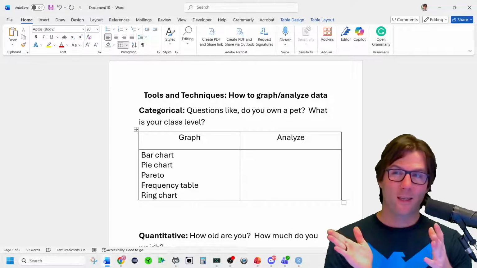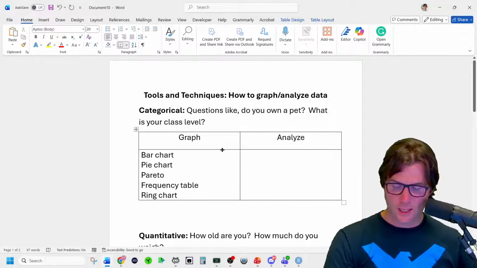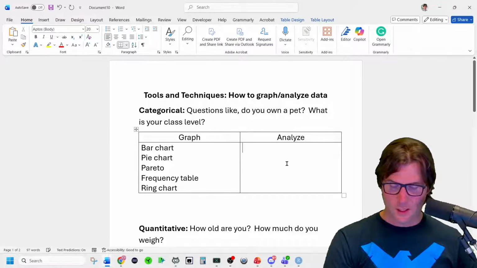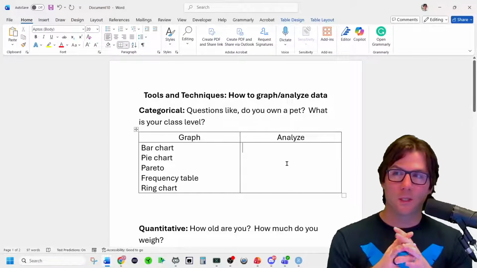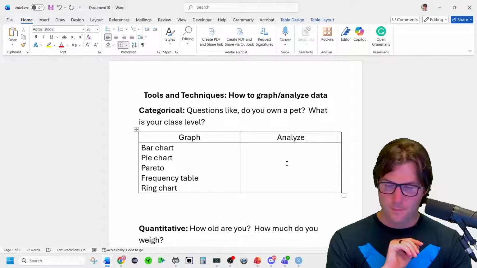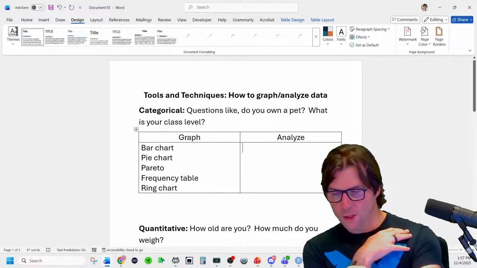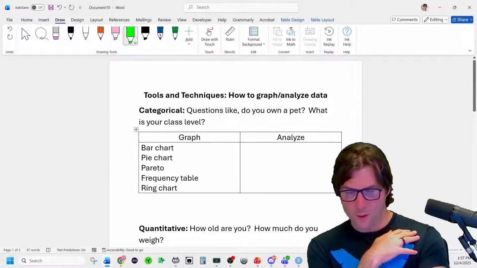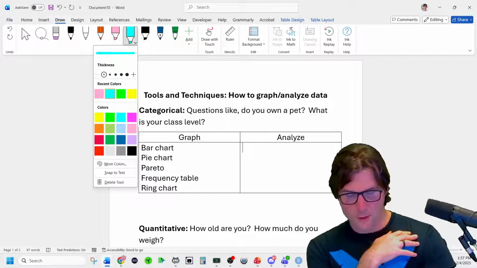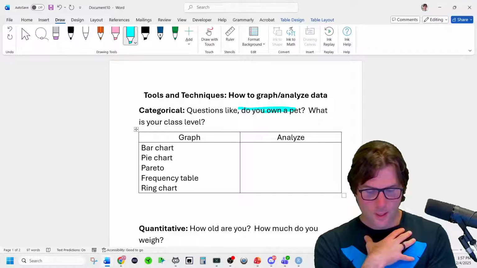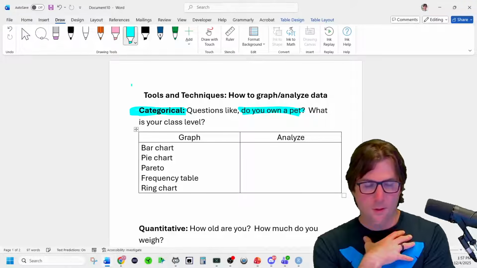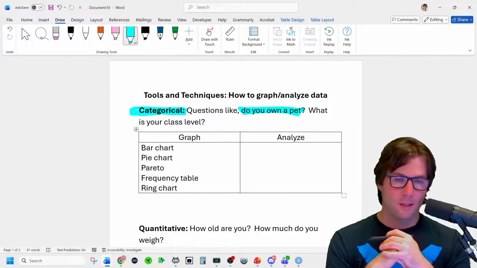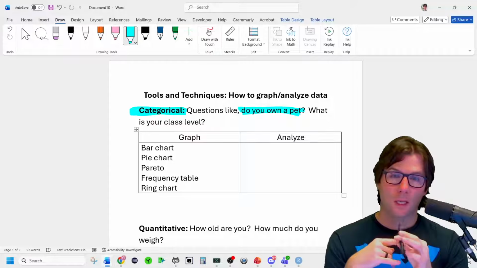But how do we analyze it? What tool or technique do we use to analyze just a categorical variable? Does anyone know what tool, like what analysis do we have for a categorical variable? And it's important to know that when we have categorical data, we'll just highlight it in blue right here. Do you own a pet is just one categorical question. So that's one categorical. How do we analyze it?